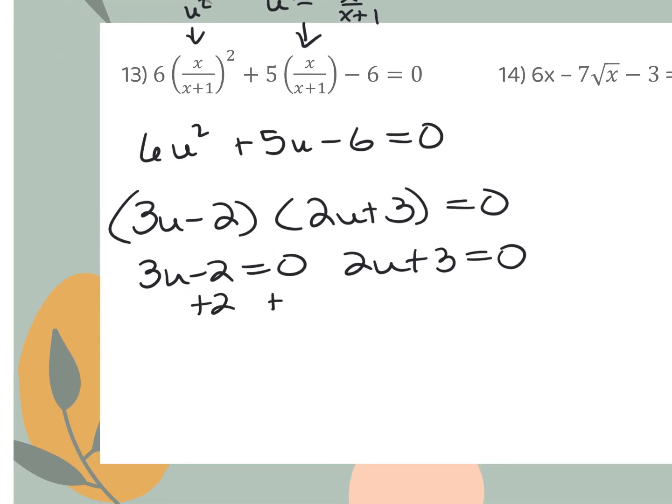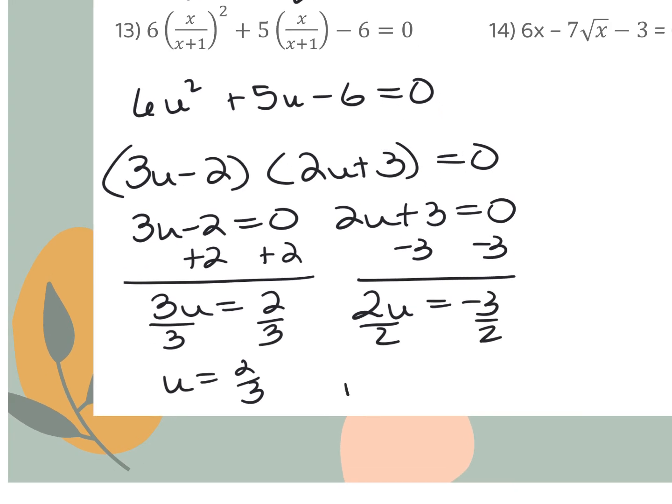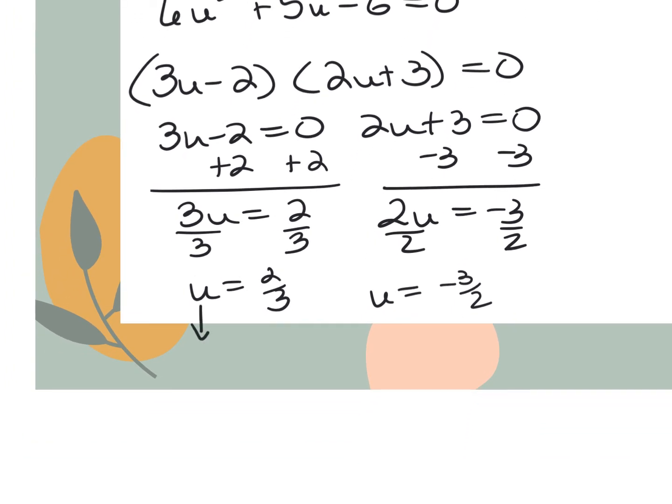Add 2. Now, common mistakes I'm going to see on the test are once people find the value of U, they're going to think they're done. And then they forget that they had to plug it back in and find X, not U. So just be careful. So here, my two values of U are going to be 2/3 and negative 3 over 2. Again, I need to go back, replace U with what I set it equal to at the beginning, which was x over x plus 1.